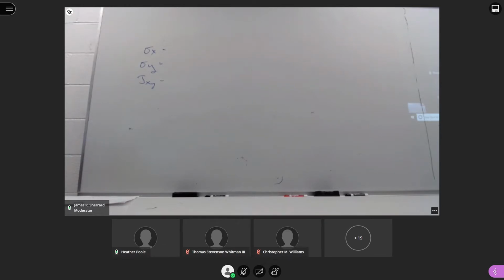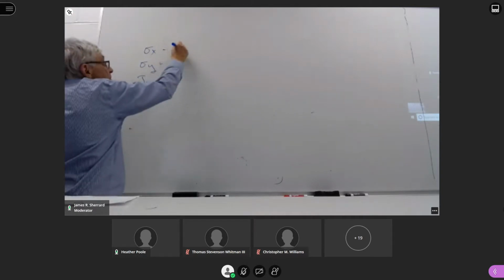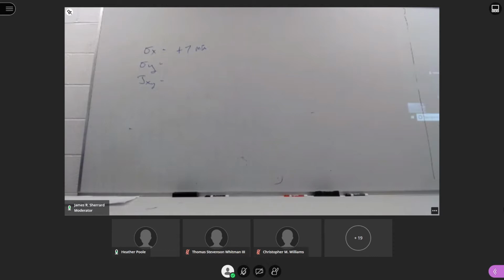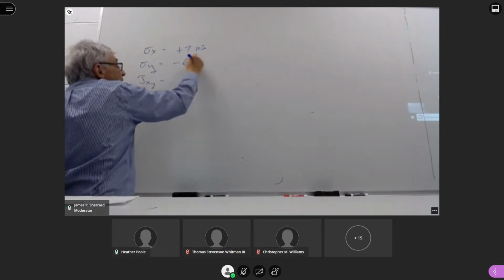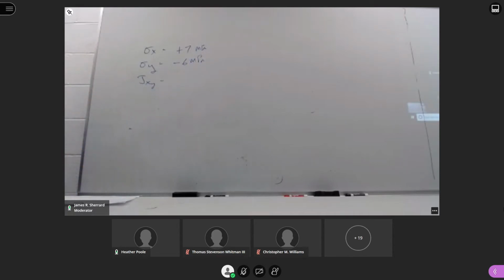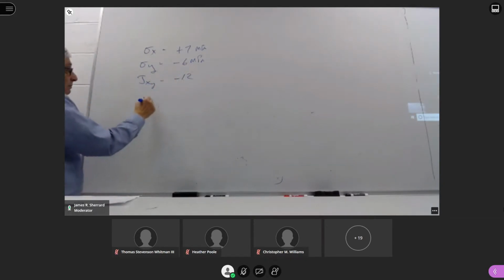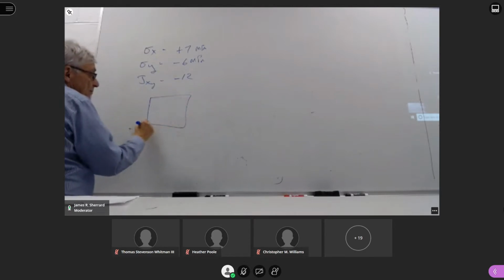7. Plus or minus? Plus. Okay, how about sigma y? -6. How about shear stress? -12. All right, let's draw our cube.